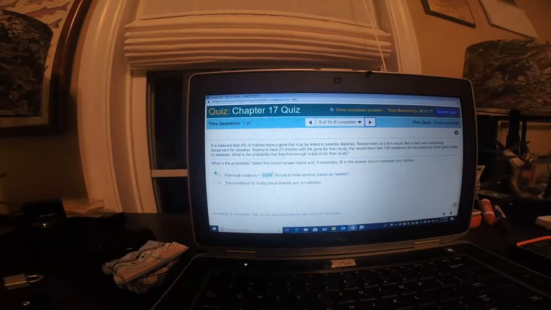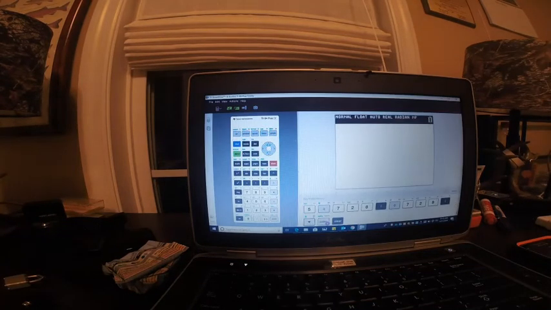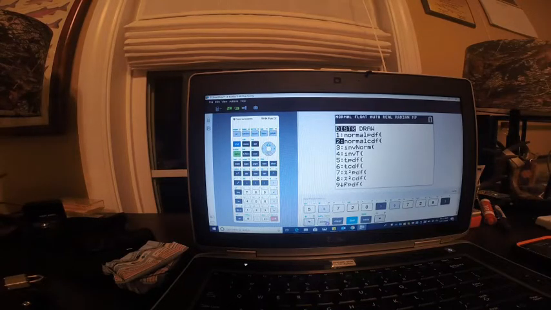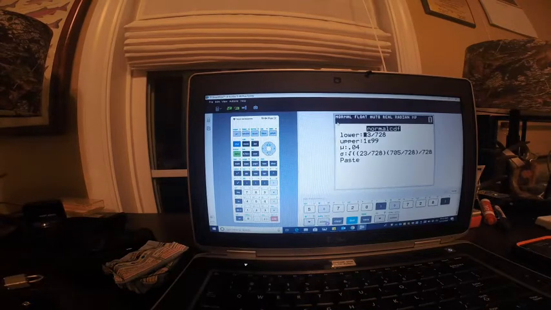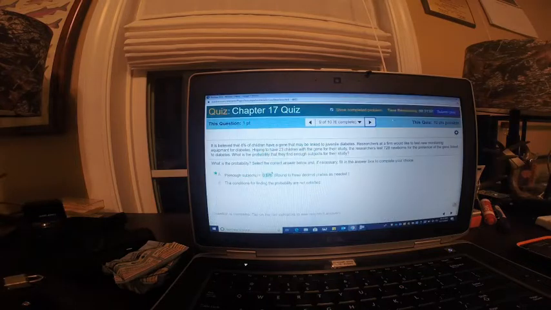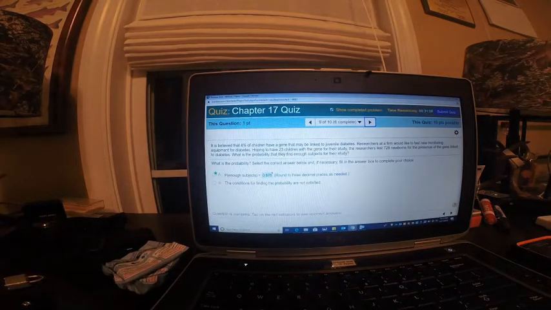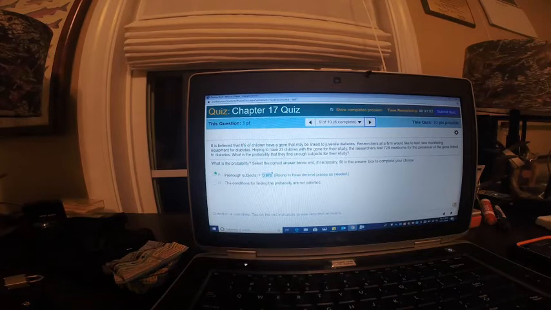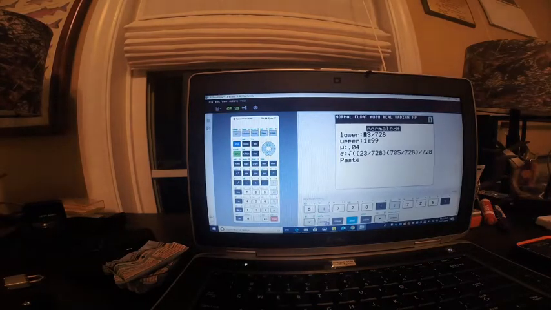Okay, this one's pretty simple. I'm going to come over here to the calculator. We're going to go second, distribution, normal CDF, right? So, we want at least 23 of them to have the gene. Fair enough, 23 out of 728. We're looking at a percent here, so we're not going to type 23 in. We're going to type the proportion in. So I'm going to type 23 out of 728.